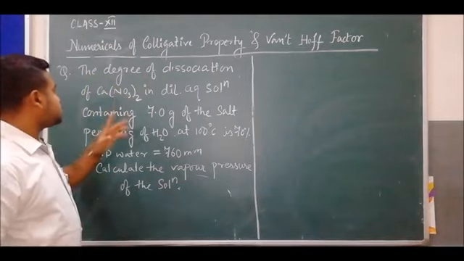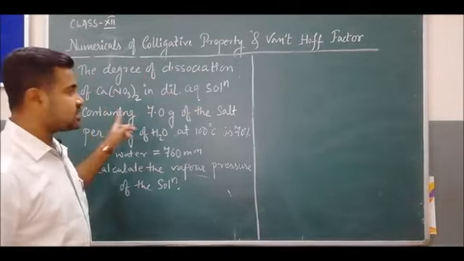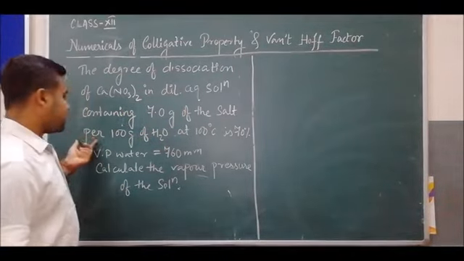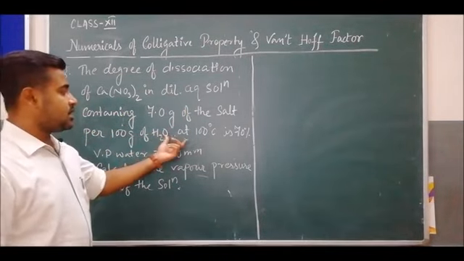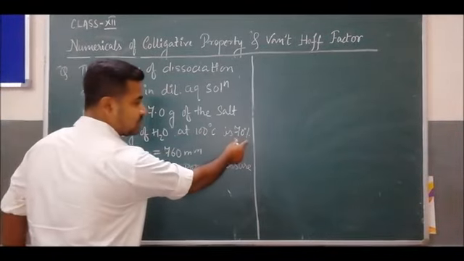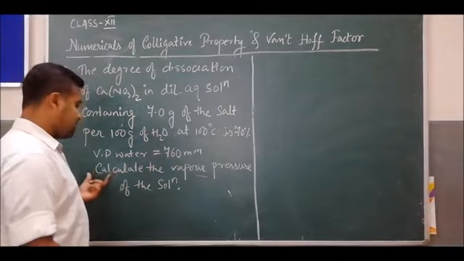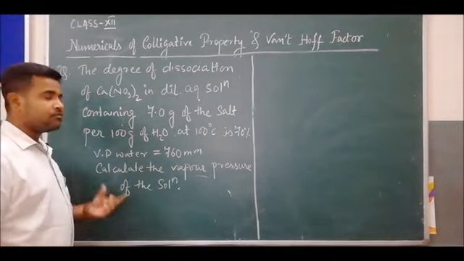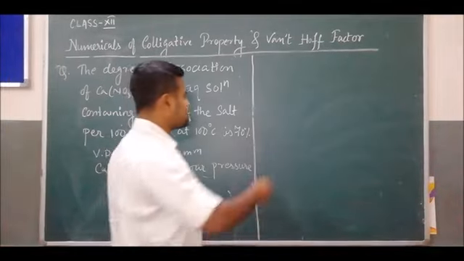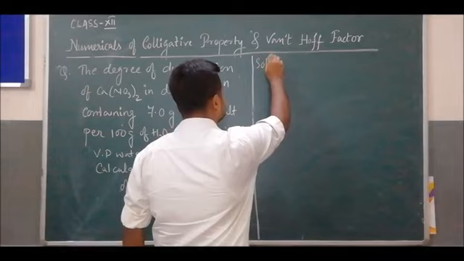The degree of dissociation of calcium nitrate in dilute aqueous solution containing 7 gram of the salt per 100 gram of water at 100 degree centigrade is 70%. Means the dissociation is 70%. The vapor pressure of water is given 760 mm, and calculate the vapor pressure of the solution. So let's start the numerical. What is the solution of this numerical?